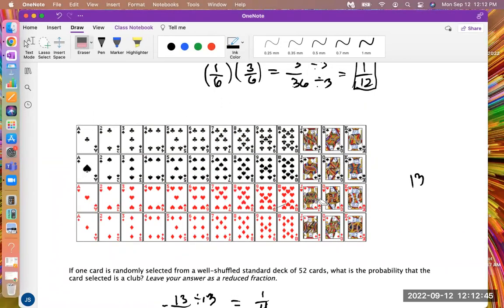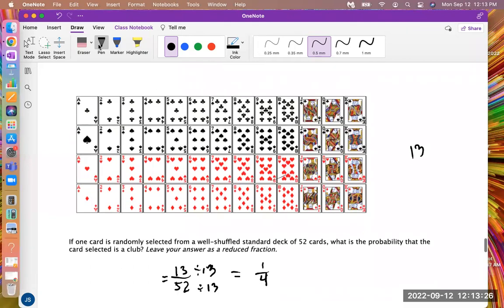So a deck has 52 cards and there are four different suits. You could think about the ace as a one, and then it goes all the way through 13: 1, 2, 3, 4, 5, 6, 7, 8, 9, 10, 11, 12, 13. The jack is like 11, queen is 12, and king is 13. So it goes 1 through 13 in each of these four suits. There are 13 clubs, 13 spades, 13 hearts, and 13 diamonds.